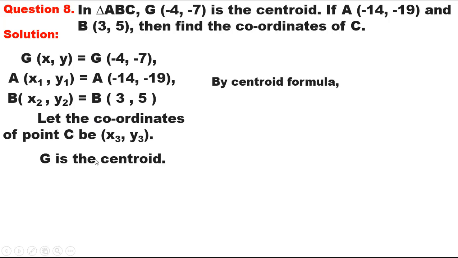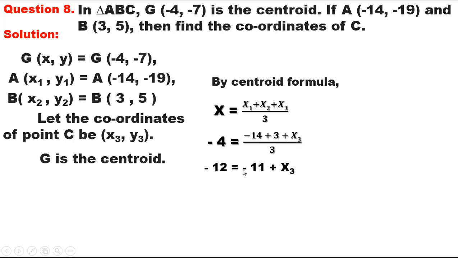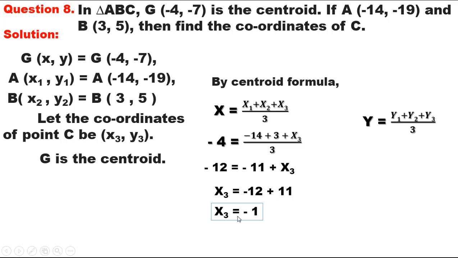G is the centroid. By the centroid formula, x = (x1 + x2 + x3) divided by 3. -4 = (-14 + 3 + x3) divided by 3. -12 = -11 + x3. x3 = -12 + 11. x3 = -1.